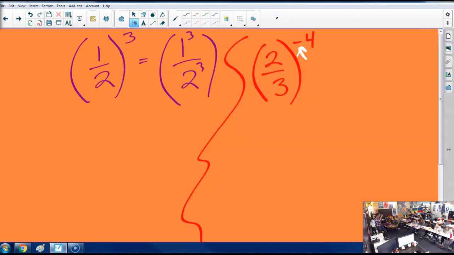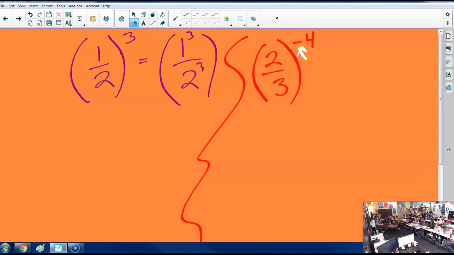The negative tells us divide by that thing, right? But this is a fraction. It's not just like 10 to the negative 4th. I can't just divide by 10 four times. Like, that would be easy, but 2/3, divide by 2/3 four times. Like, that's really awkward. So we make it easier.